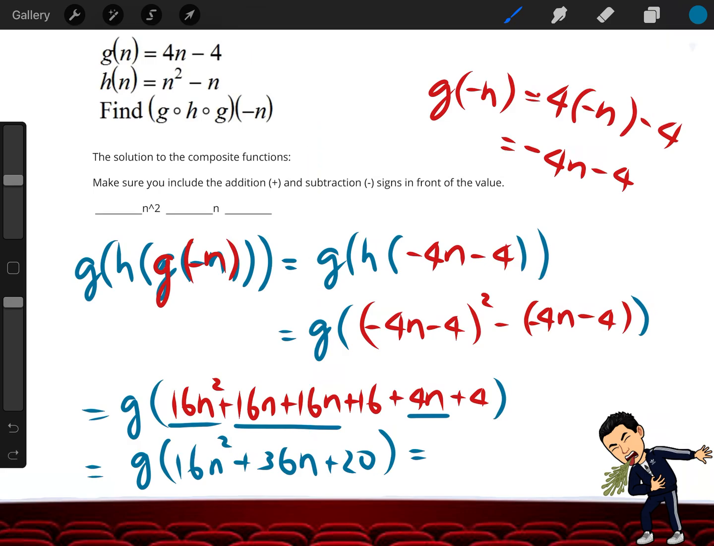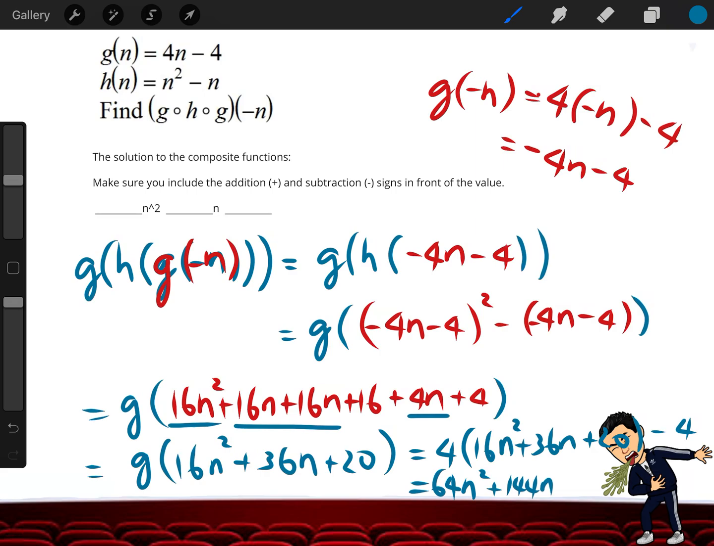So you know that's going to be 4 multiplied by 16n squared plus 36n plus 20, and then don't forget about that subtracting 4. Okay, so it's a long question. You just have to be patient with doing it. So multiply the 4 to 16. That's going to give you 64n squared. Okay, and then you're going to have plus 144n.